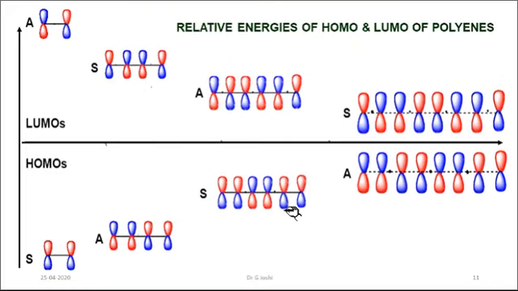Now this slide shows the relative energies of HOMO and LUMO of polyenes. The energy of the HOMO increases with increase in conjugation, because with increase in conjugation the nucleophilicity of the system increases. Hence HOMO becomes higher in energy. As you can see here, this is a pi system, this is a butadiene system. There are two conjugated double bonds. This HOMO will be a little bit higher.